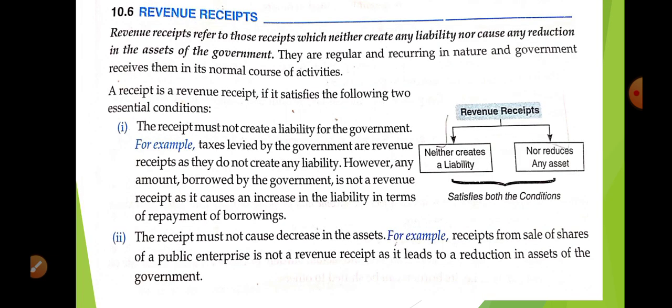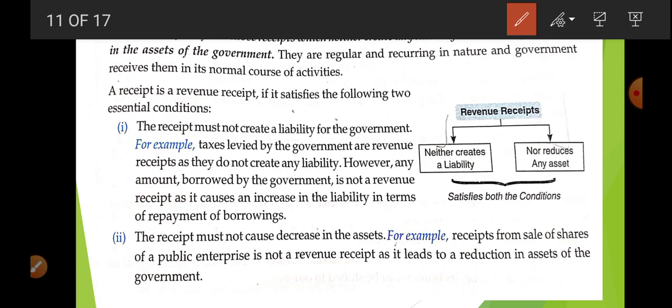Now let me start with the revenue receipt. What is revenue receipt? Look, a revenue receipt is a receipt that neither creates a liability nor reduces any assets. That is, the government is going to get money but it is not going to create any liability and not going to reduce any assets. This type of receipt is known as a revenue receipt. If I talk at your level, your pocket money, if any guest comes and gives you 500 or 1000 rupees, this is an example of a revenue receipt.